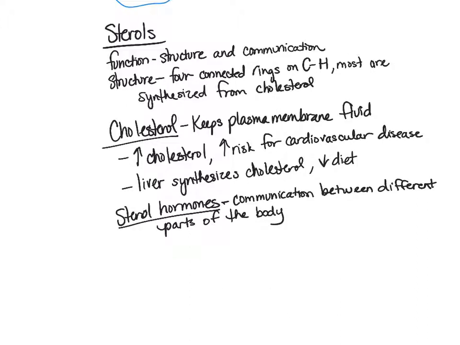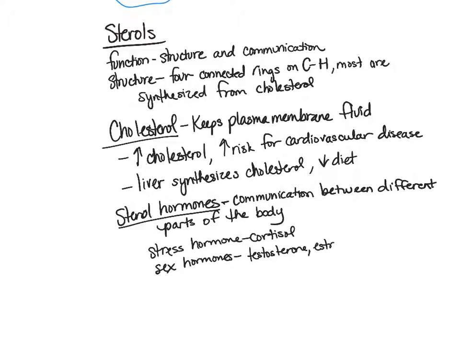So some examples, stress hormone, cortisol. That is a sterol hormone. And then also the sex hormones. So what we're talking about there is testosterone and estradiol, also known as estrogen. They're actually a group of hormones called estrogens, and that includes estradiol. Another type of sterol that's very important.